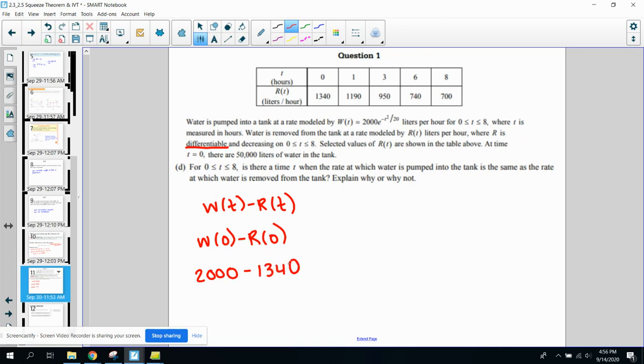So when I subtract this, I don't really care about what the value is. I just care about the sign. So I know that when I subtract this, I'm going to get a positive number, and it's some number greater than 0. I'm going to check it at the other endpoint now.